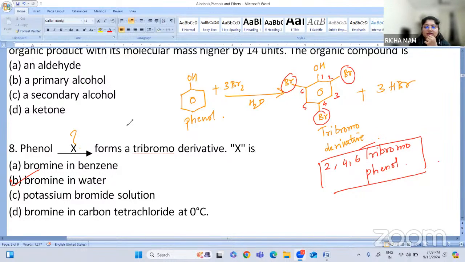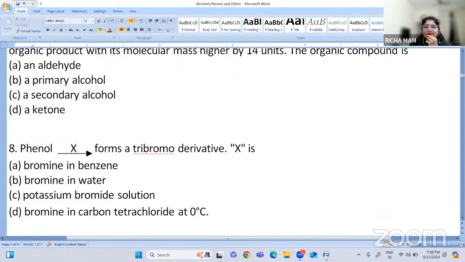Lubna has answered B. Very good. Srivaruni has answered B. Both your answers are correct. So yes, B is the correct answer. Bromine in water is the correct answer. Okay, let us go for the next one.